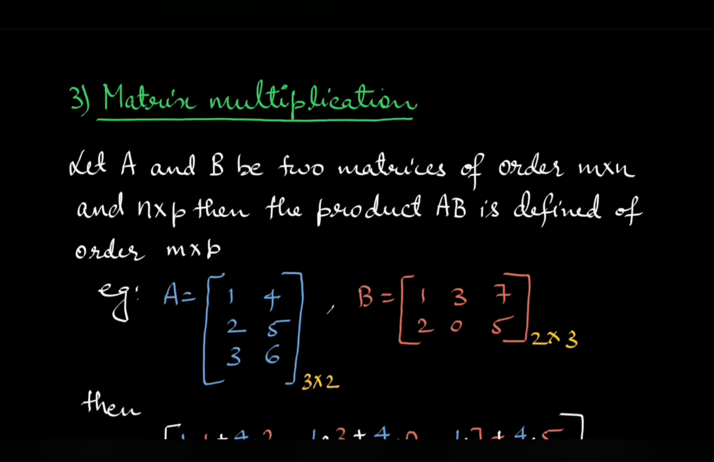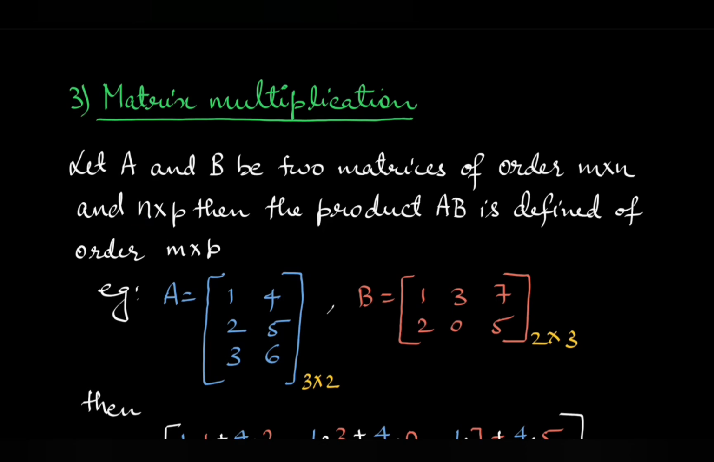Now, what is the condition for existence of matrix multiplication? Your product AB will exist if the number of columns in A is equal to the number of rows in B. This is the mandatory condition for finding the product AB. That means the number of columns in the first matrix should always be equal to the number of rows in the second matrix.